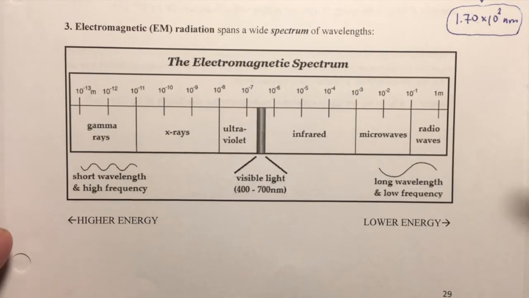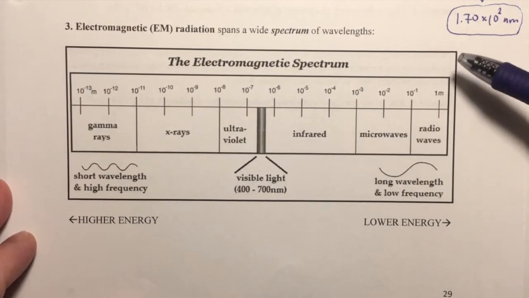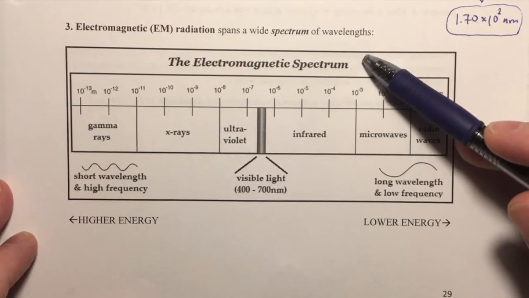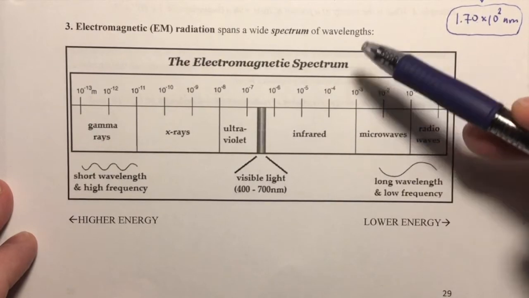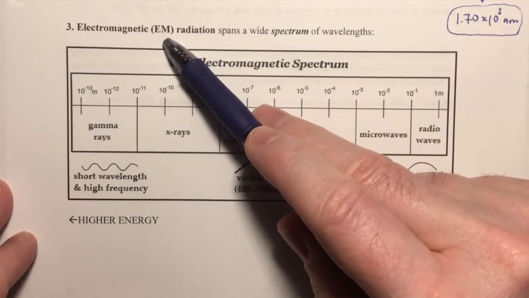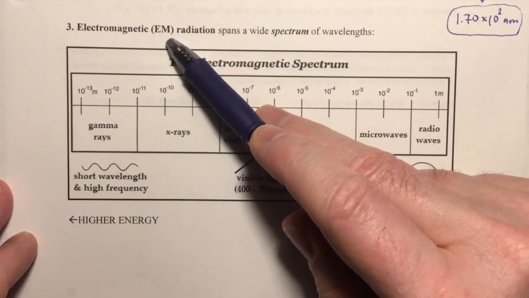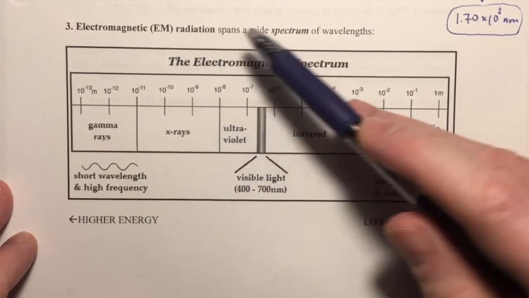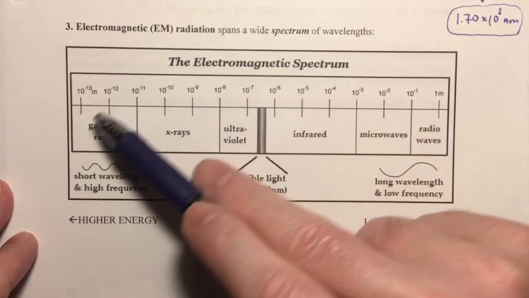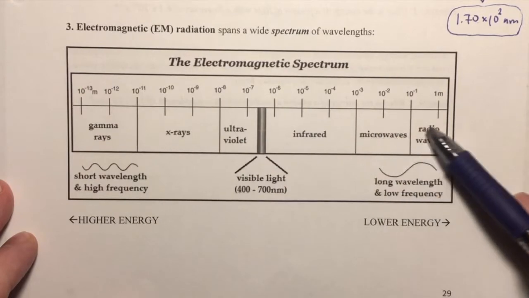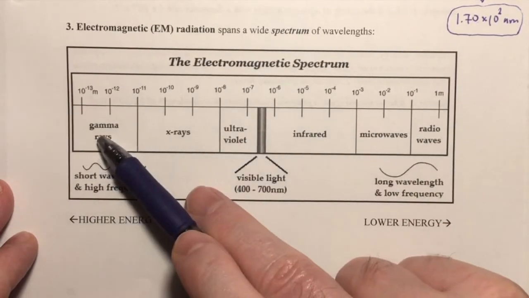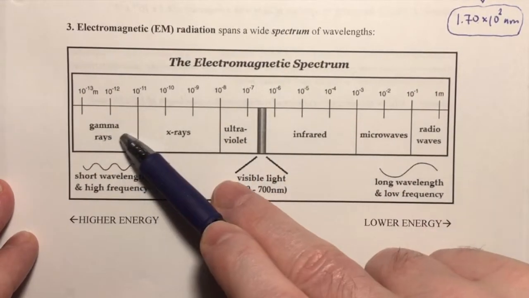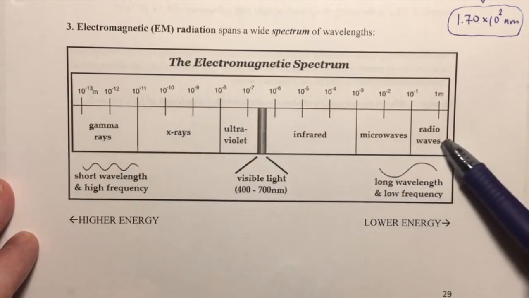Okay, students, in this video, I'd like to take a quick look at what's called the electromagnetic spectrum. First of all, electromagnetic is abbreviated EM, and the electromagnetic spectrum is a diagram or a chart that shows all of the different types of electromagnetic radiation.